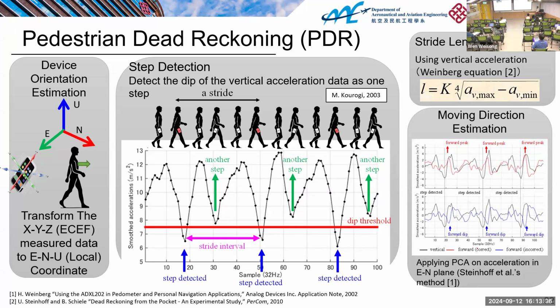Also, you can install IMU sensors on the foot instead of using smartphones. The detection of this jump is going to be more distinct, and it is easier to detect each step. The step detection definition is to detect the dip of the vertical acceleration data as one step. Okay, any questions for this page?